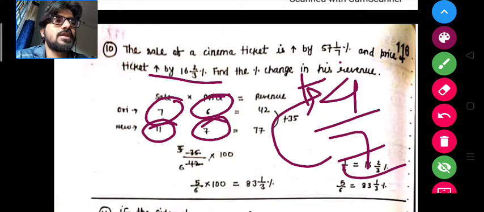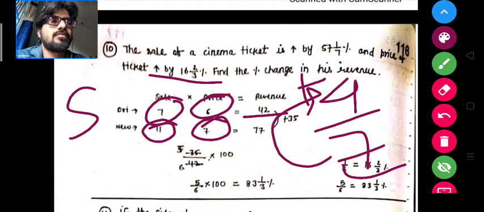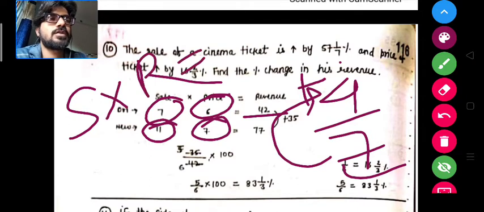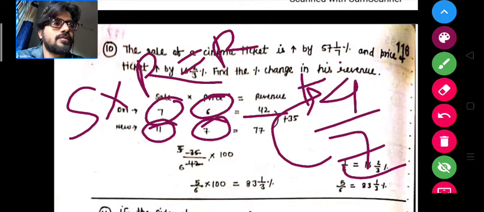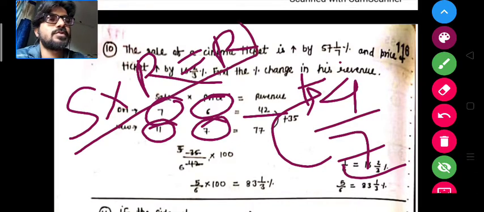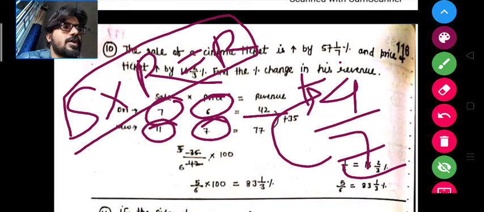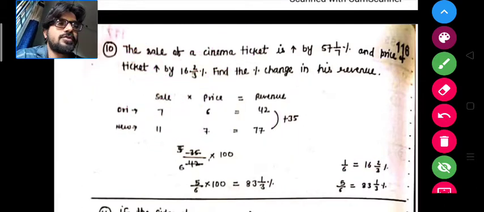So sale multiplied by price is the revenue. The number of tickets sold multiplied by the price of the ticket is equal to the revenue collected in a ticket hall. It is a simple, general, commonsensical formula. So you don't have to have a formula for everything. You can use your common sense.